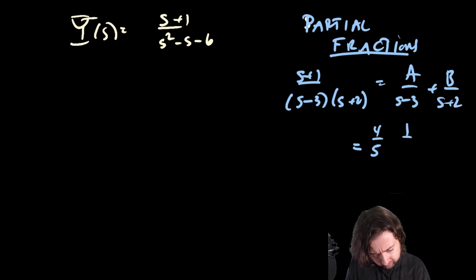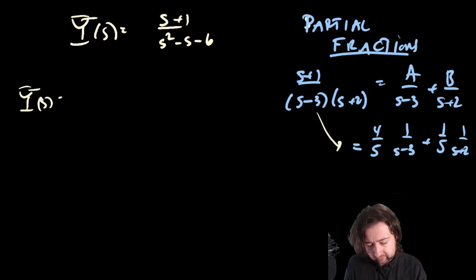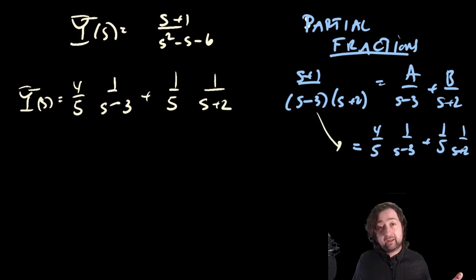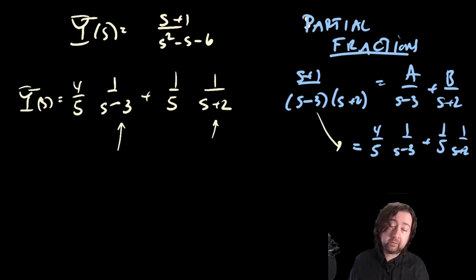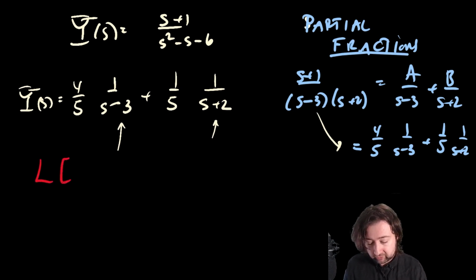4/5 of 1/(s - 3) and 1/5 of 1/(s + 2). So using your partial fraction step to go from here to here, Y(s) is equal to 4/5 times 1/(s - 3) and 1/5 times 1/(s + 2). And now these I do know the inverse Laplace transform of because these things correspond to the Laplace transform of exponentials. The rule that's operating in the background here is that the Laplace transform of e^(at) is equal to 1/(s - a).